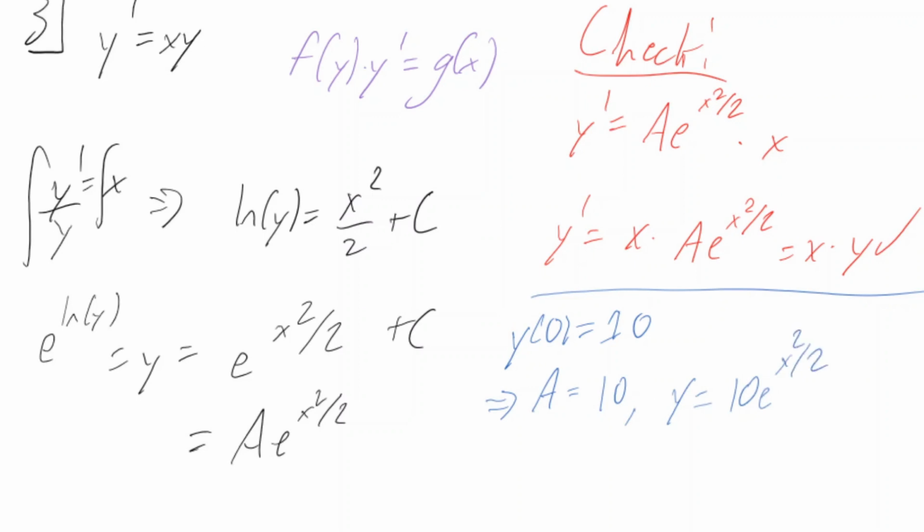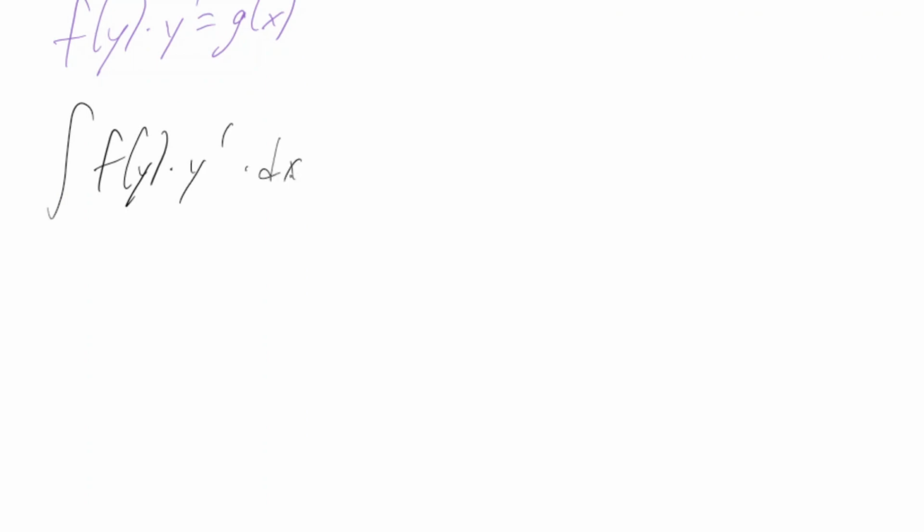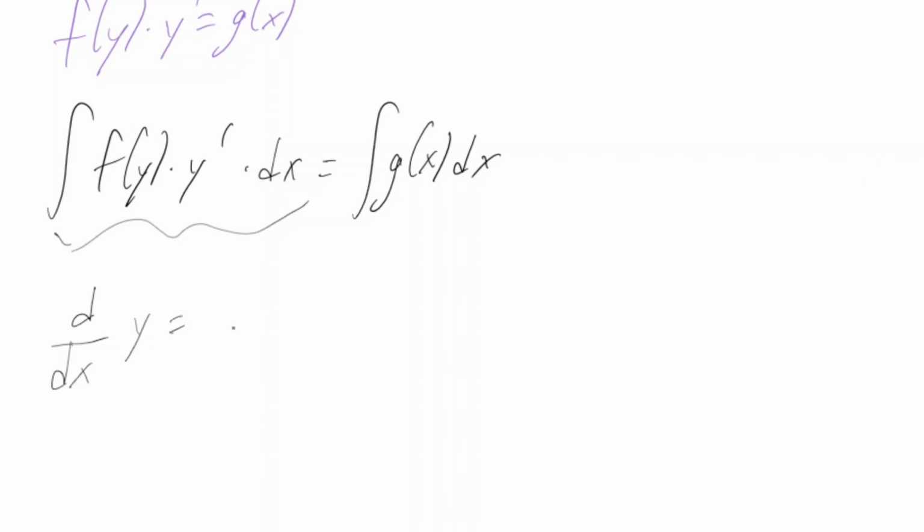So we've done a few basic examples now, and I think we're ready to look at the general version. So our general strategy, as you see, is to get our differential equation to look like f of y times y prime equals g of x. And then when we integrate both sides with respect to x, the left side looks like the chain rule of some function. So you could see this maybe by recalling that the derivative of y is y prime.